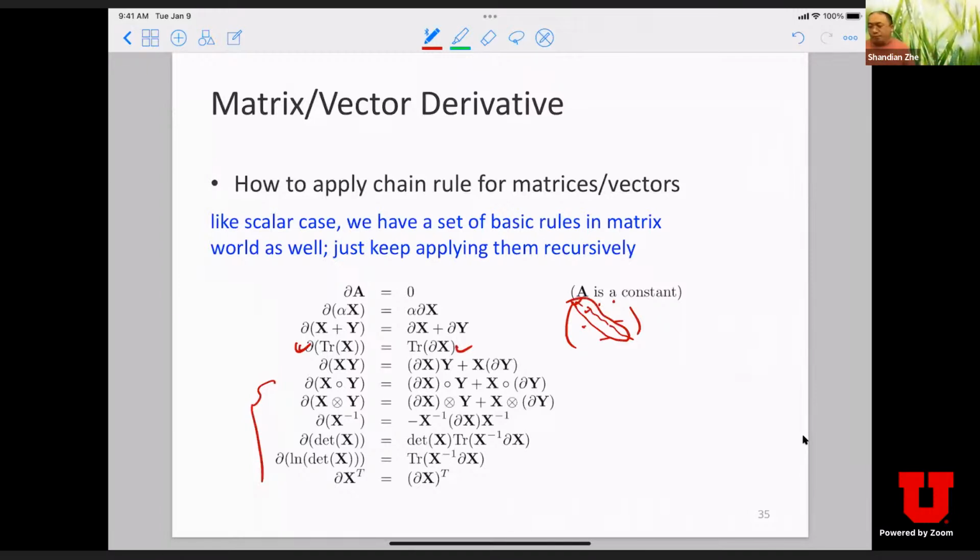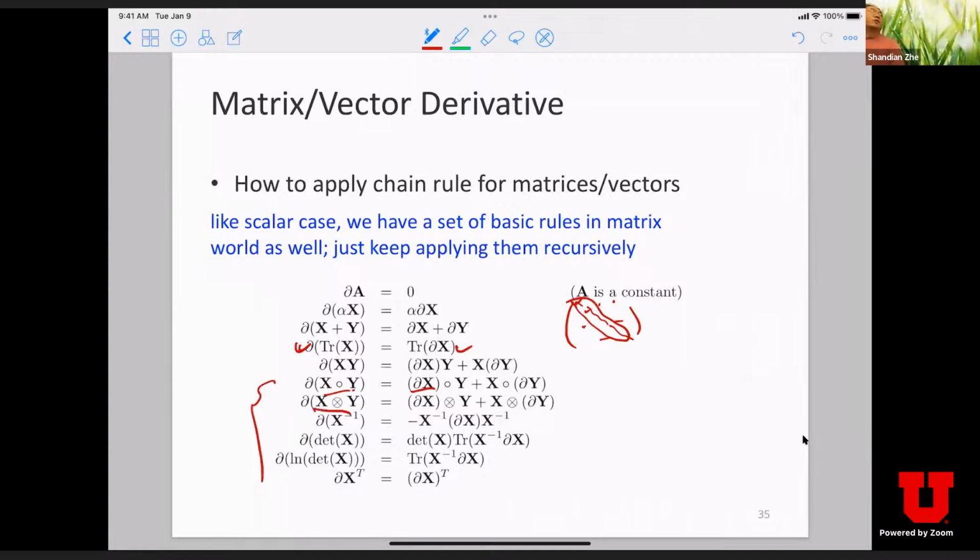And then the remaining rules are very commonly used, but typically they're different from what I said in the scalar world. Like x circle y here, circle means element-wise product. It's not matrix multiplication. It's element-wise product. That means x and y must have the same shape. So if you do the element-wise product between two matrices, then the derivative equals dx element-wise product with y plus x element-wise product with dy.